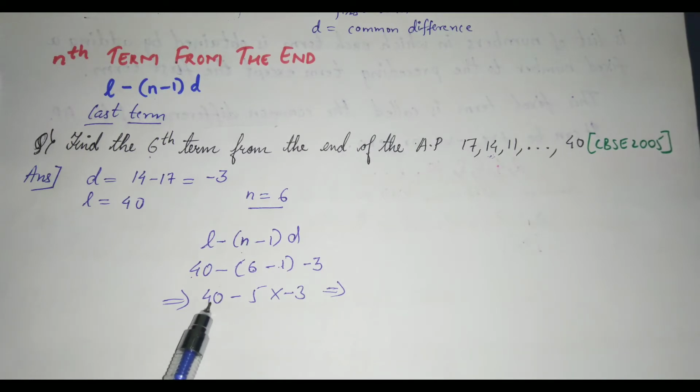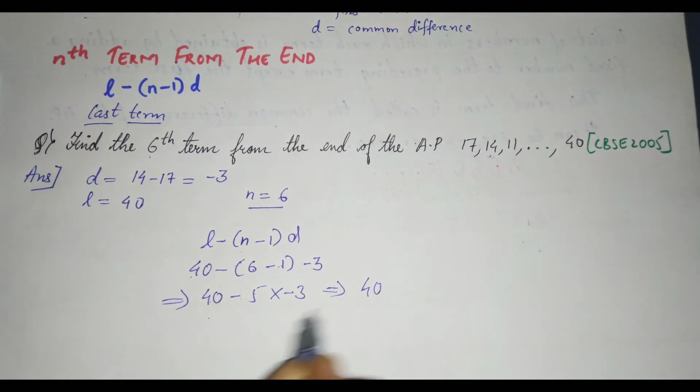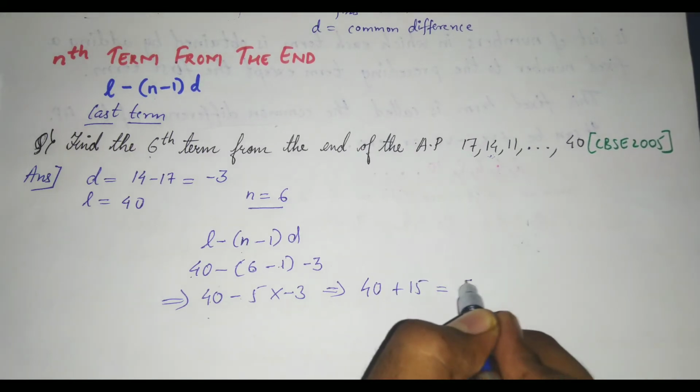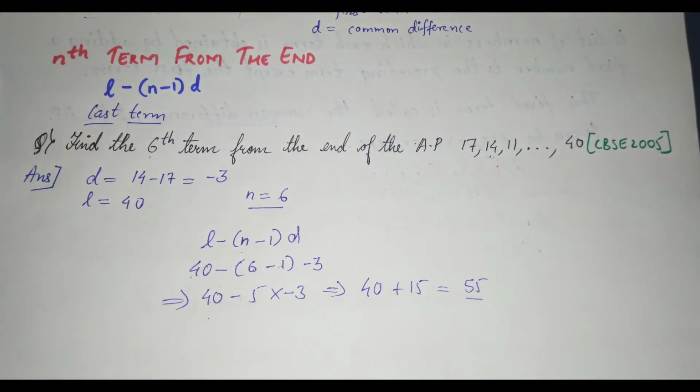Then minus 40 minus 5 into minus 3, that is minus 40 plus 15, we can say, that is nothing but 55. So from the last end of the AP, the sixth term will be 55. Okay, so since I made a mistake, this won't be the correct answer. Fine. So since you might have understood the concept, that is fine.